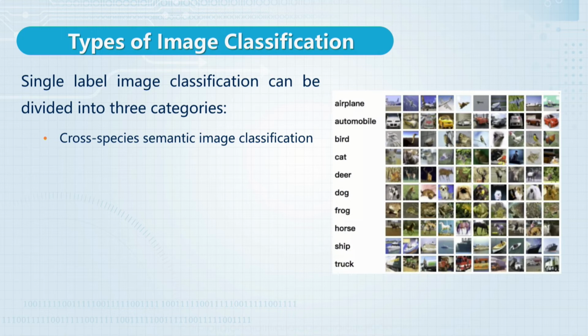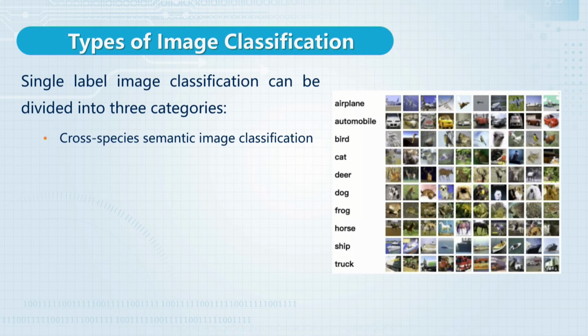The CIFAR-10 dataset is a classic example. The CIFAR-10 dataset contains 10 categories, namely airplane, automobile, bird, cat, deer, dog, frog, horse, ship, and truck, among which airplane, automobile, ship, and truck are all means of transportation. Bird, cat, deer, dog, frog, and horse are all animals, which can be considered as two big categories.